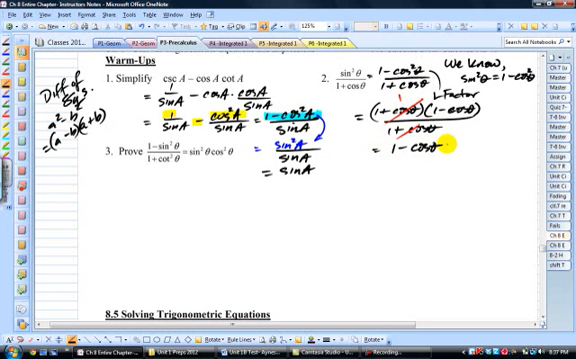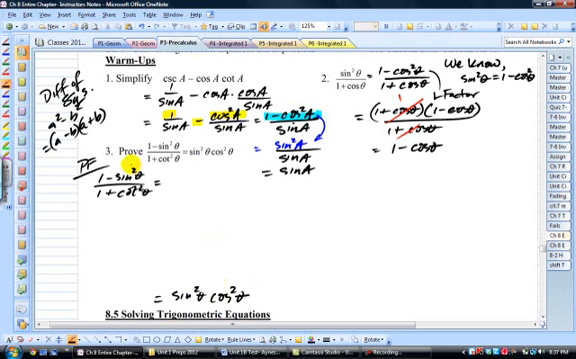Now number 3 is a proof. And when you do a proof, you start off with the more complicated side, and typically it's the left side. Not always, but typically. So I'm going to start off with 1 minus sine squared theta divided by 1 plus cotangent squared theta. And I'm going to go through a series of equalities, and show that it's equal to the right-hand side, which is sine squared theta times cosine squared theta. I always put my goal down here down low, so I know what to shoot for.